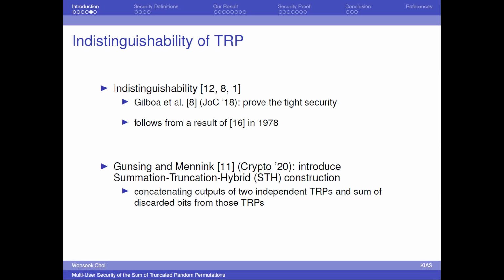And recently, Gunsing and Mennink introduced a new construction, the summation-truncation hybrid construction. This construction is made by concatenating the outputs of two independent TRPs and some of the discarded bits from those TRPs. Surprisingly, reusing those bits does not degrade the security of STH, and therefore STH has the same security level as TRPs.